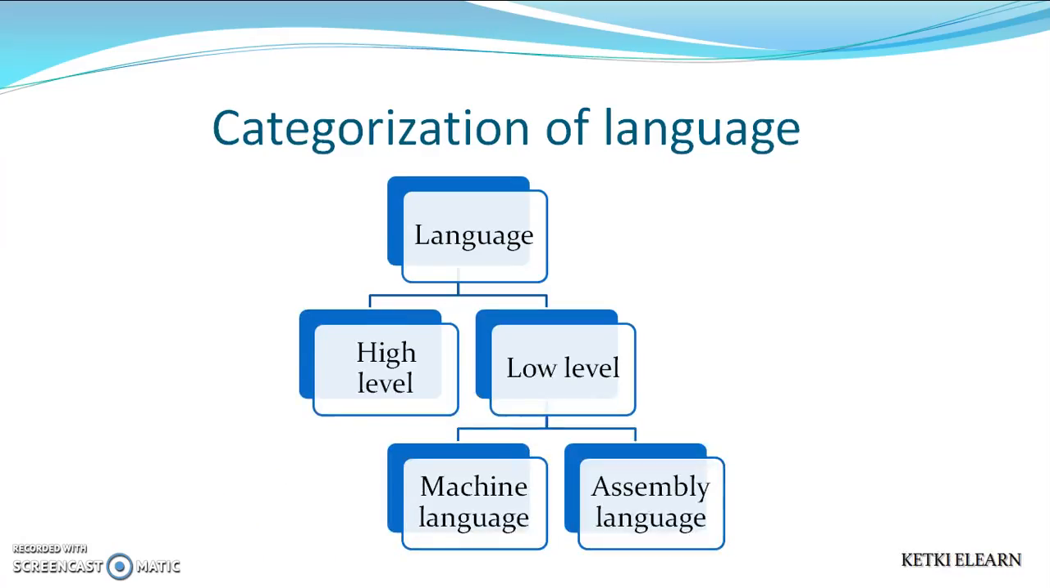Okay. Next one is the categorization of languages. There are several types of computer languages. Actually, there are two types: high level language and low level language. In low level language, again there are two types: machine languages and assembly languages. Okay, let's see one by one.